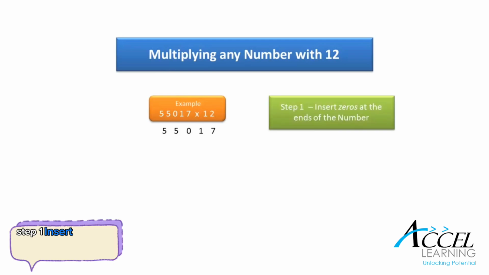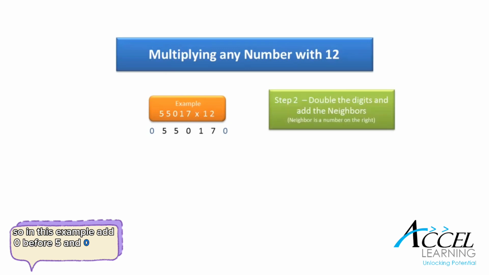Step 1. Insert zeros at the ends of the number. So in this example, add 0 before 5 and 0 after 7. Step 2. Double the digits and add the neighbors. Neighbor is a number on the right.